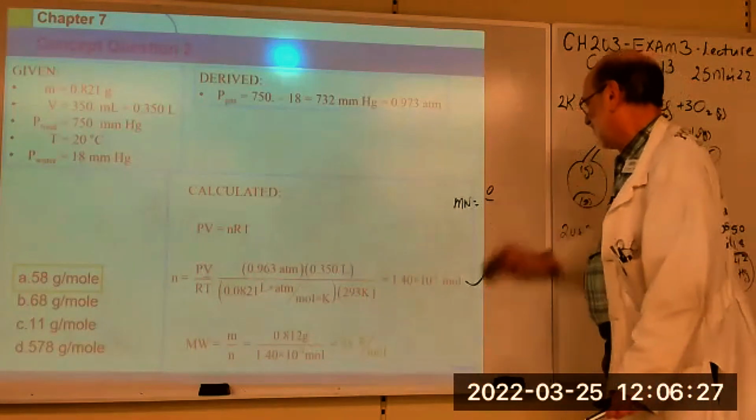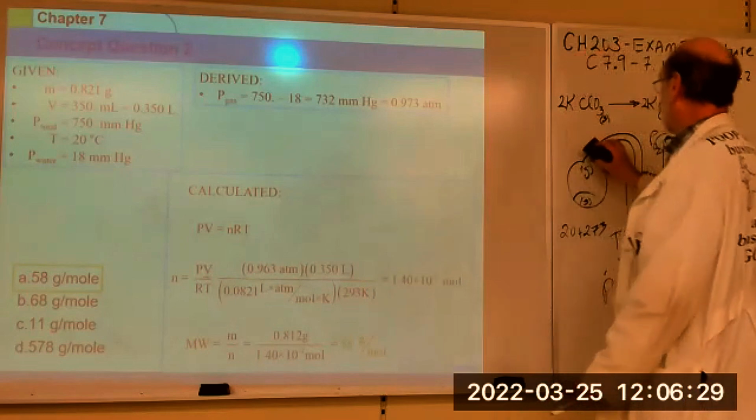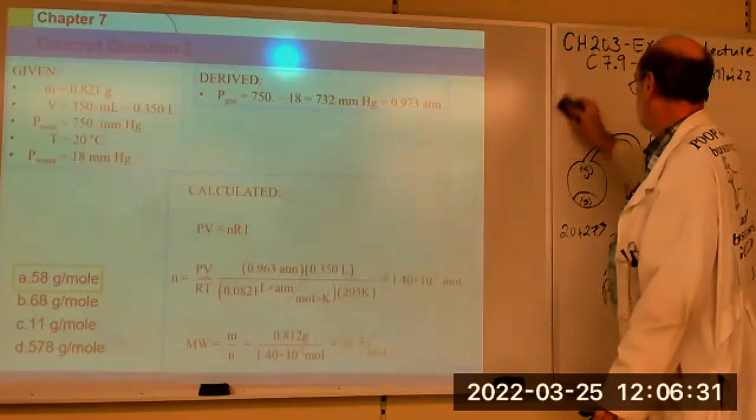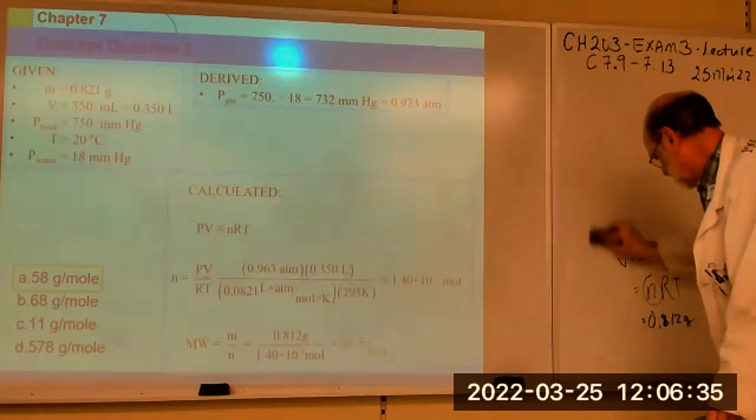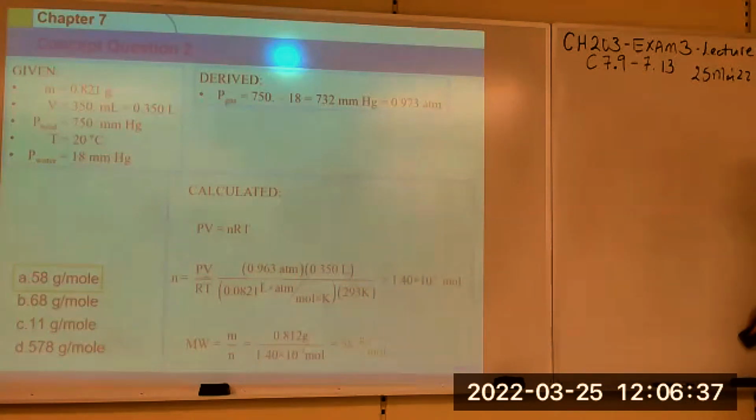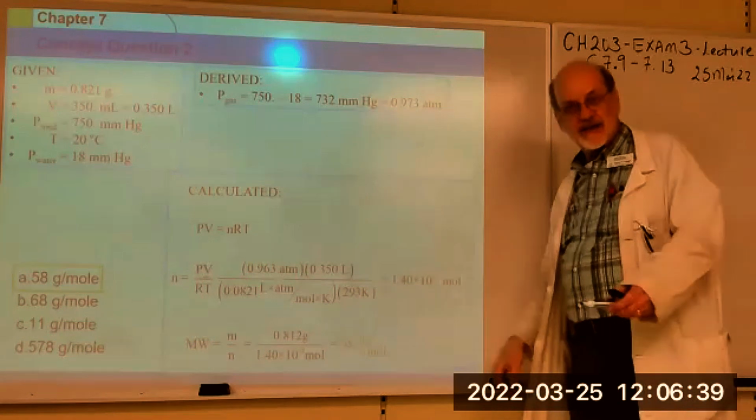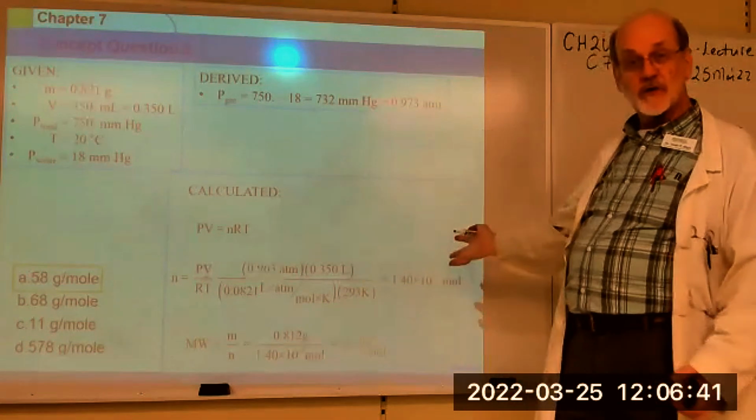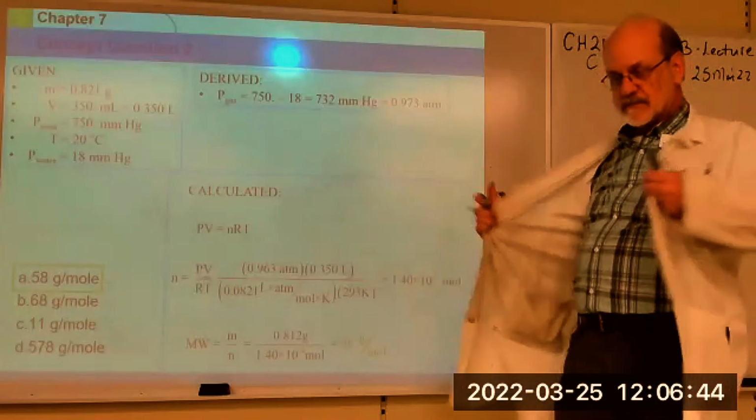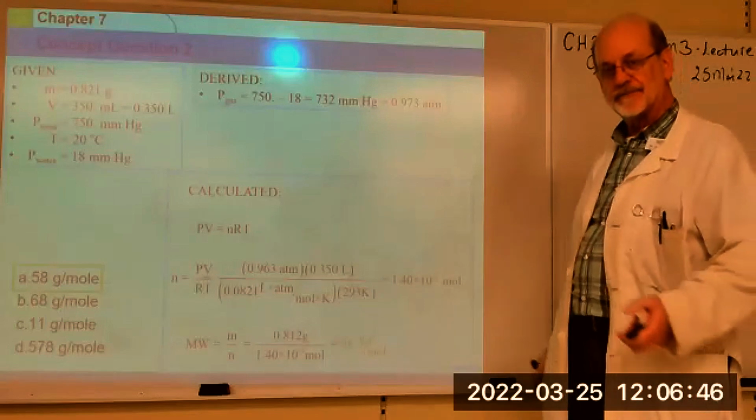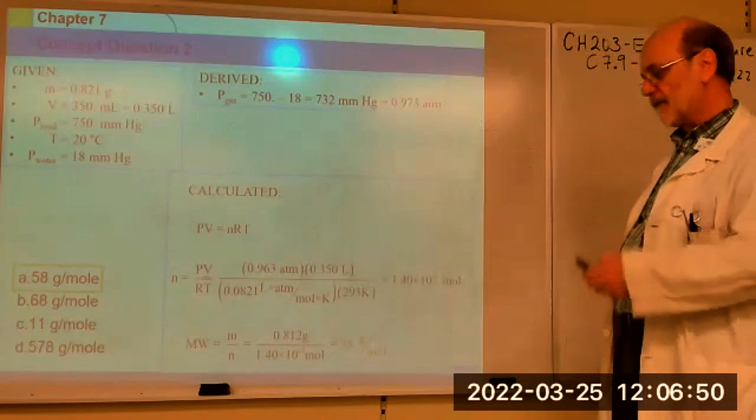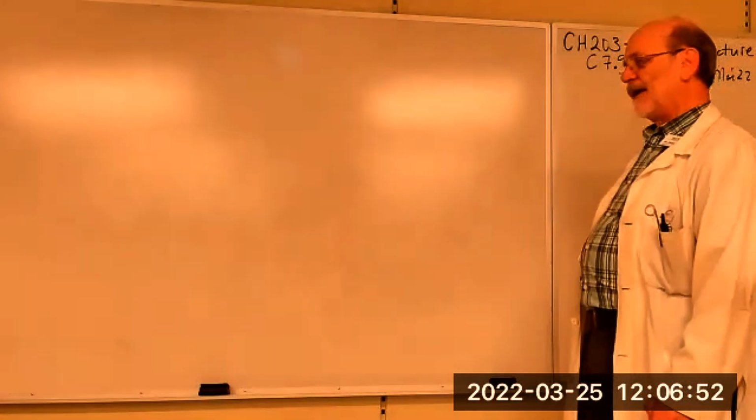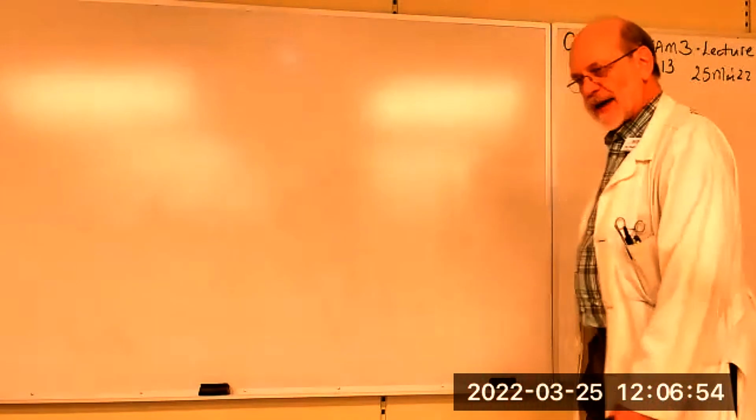Okay. That took a lot of work, I'll grant you, but it's doable. And actually, when you get the answer, it's satisfying because that's a real-world scenario. That's what chemists do in the lab all the time, determine the molar mass by this method. Okay, that's it for chapter 7.